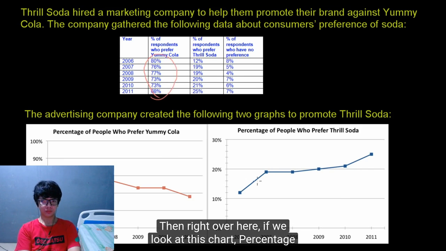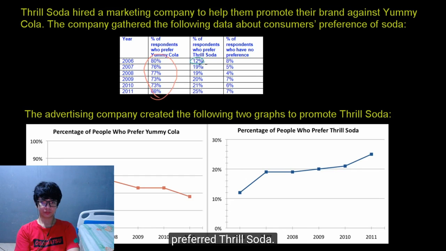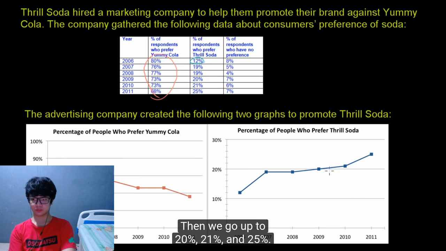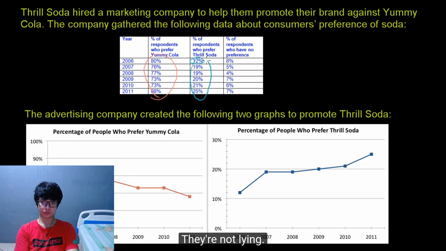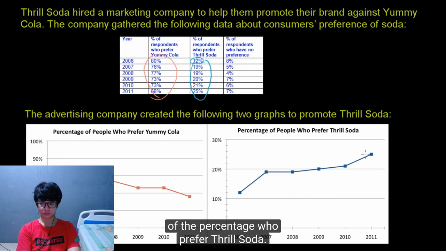Then right over here, if we look at this chart, percentage of people who prefer Thrill Soda. So over here in 2006, 12% preferred Thrill Soda. 2007, 19%. 2008, 19%. Then we go up to 20, 21, and 25. So the graphs are actually accurate. They're not lying. These are actually the data points of the percentage who prefer Thrill Soda.